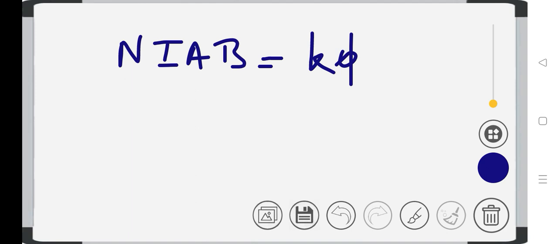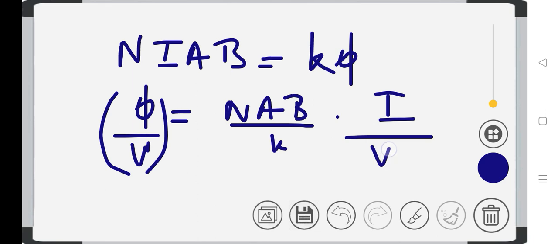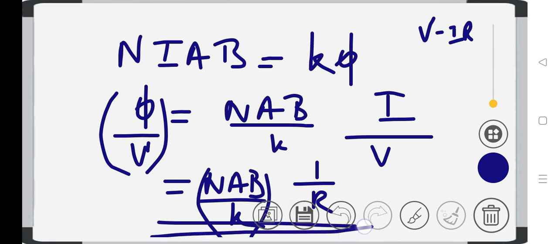So phi equals NAB by K into I. Here, for a voltmeter, voltage sensitivity comes into play, that is phi by V is the voltage sensitivity. Just divide both sides by V. From Ohm's law we have V equal to IR, so I by V equals 1 by R. So the voltage sensitivity is NAB by K into I by V, that is, NAB by K into 1 by R. So that's all. We have covered the important portions from this chapter.